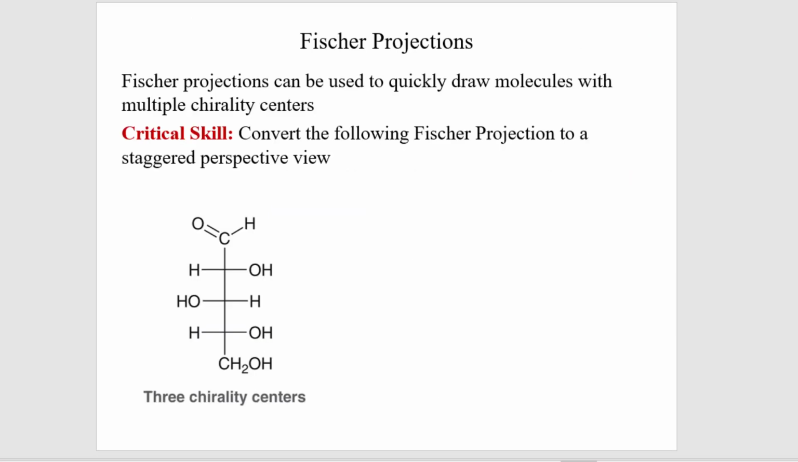Okay, so how do we use that knowledge and turn, say, a Fisher projection into a regular zigzag? How can we convert between the two perspectives? So that's what I want to train you on. And you won't have to do this other than perhaps on this exam pertaining to chapter 5. It'll be a one and done because I don't want to harp on it, but it is a good skill to know. So I want you to convert the following Fisher projection into a staggered perspective.